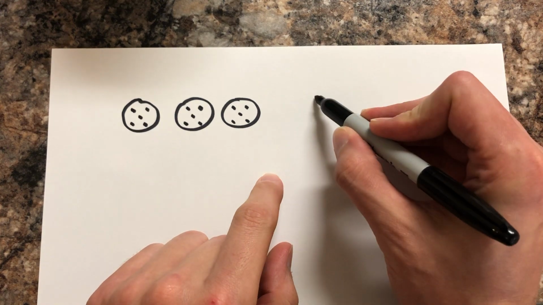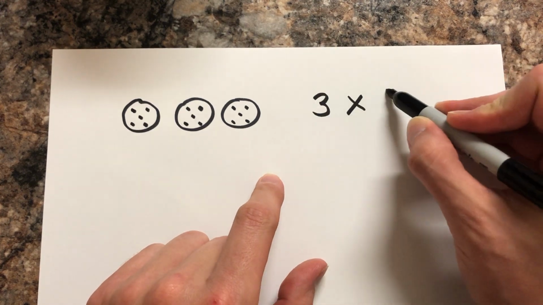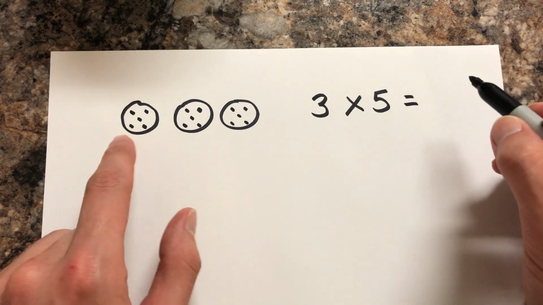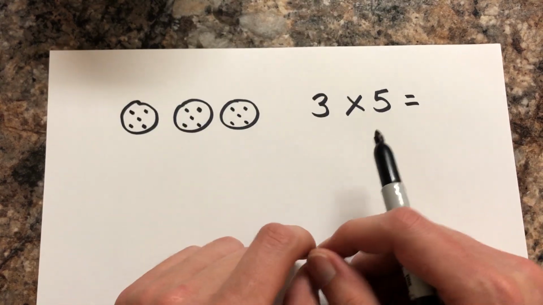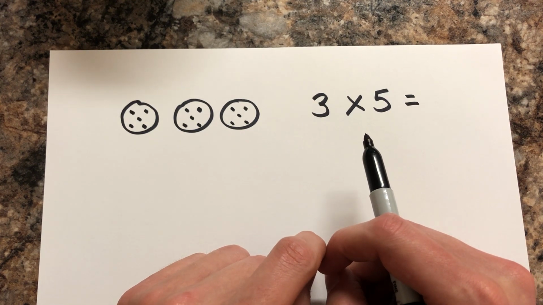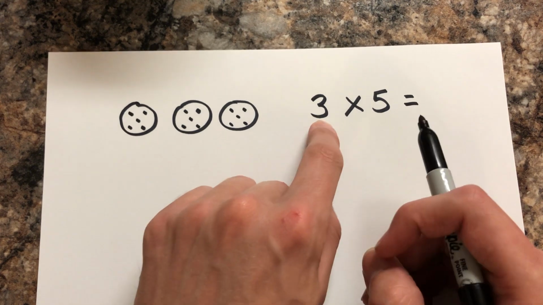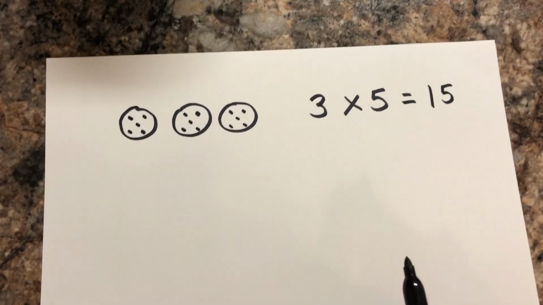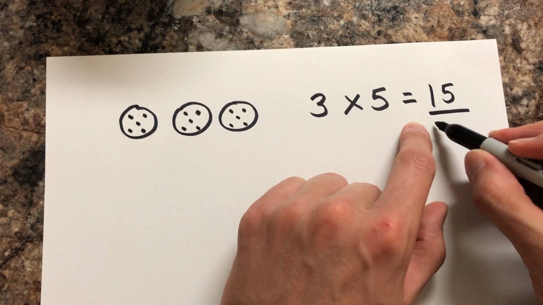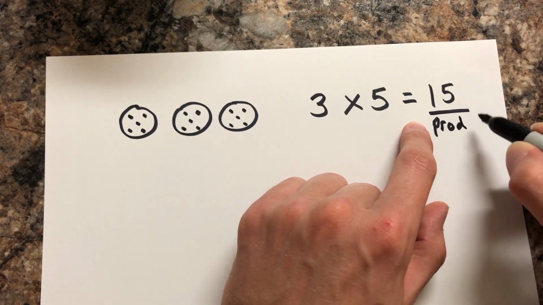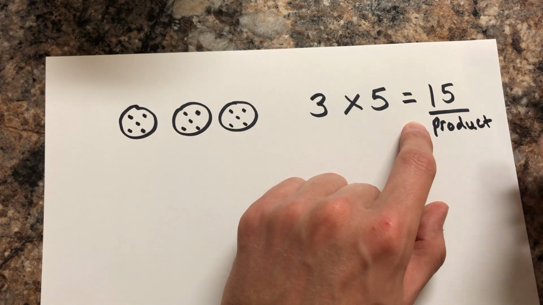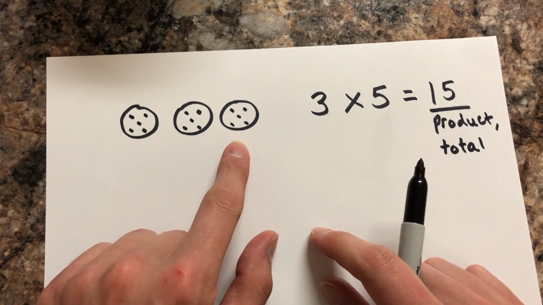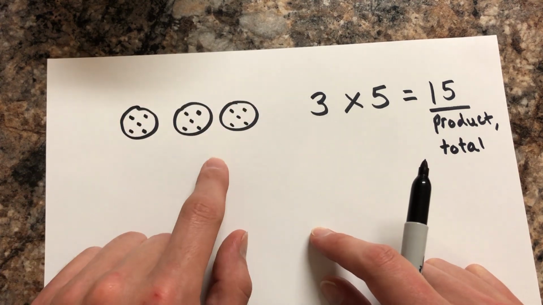It would be three groups of 5, right? And what is three groups of 5 equal to? How many dots do I have all together? Pause the video to count that out. You're right, three groups of 5 is 15. So 15 is the product. We could say it's the total, because there are 15 dots all together in my picture.